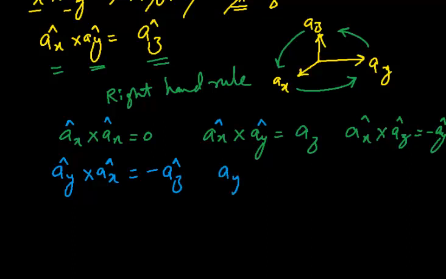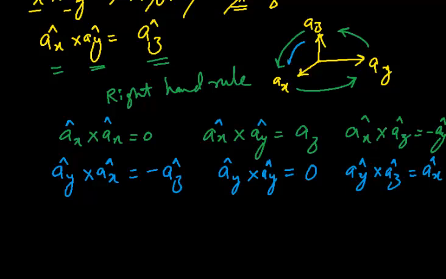Likewise, ay cross ay, since the sine of 0 is 0, is going to give you 0, and ay when crossed with az is going to give you ax. So the last one is the other one.